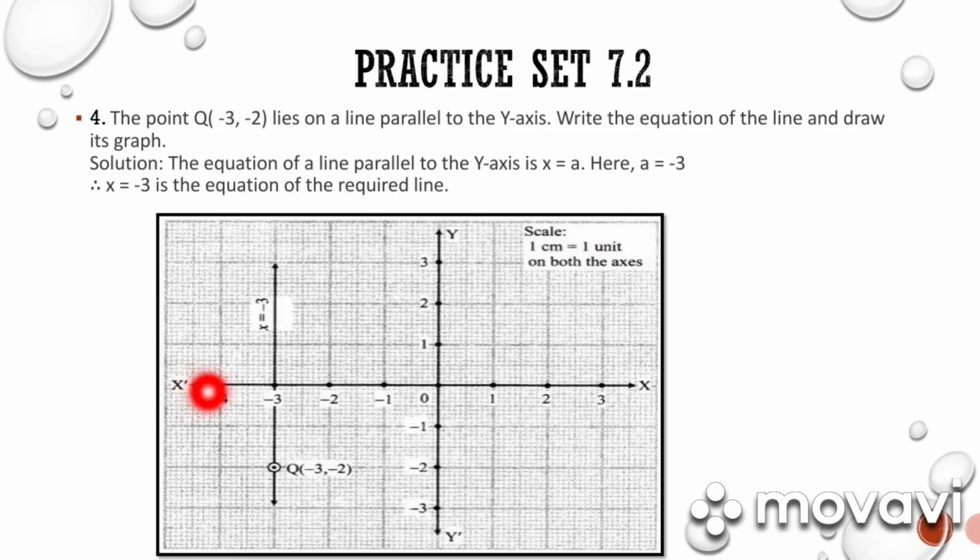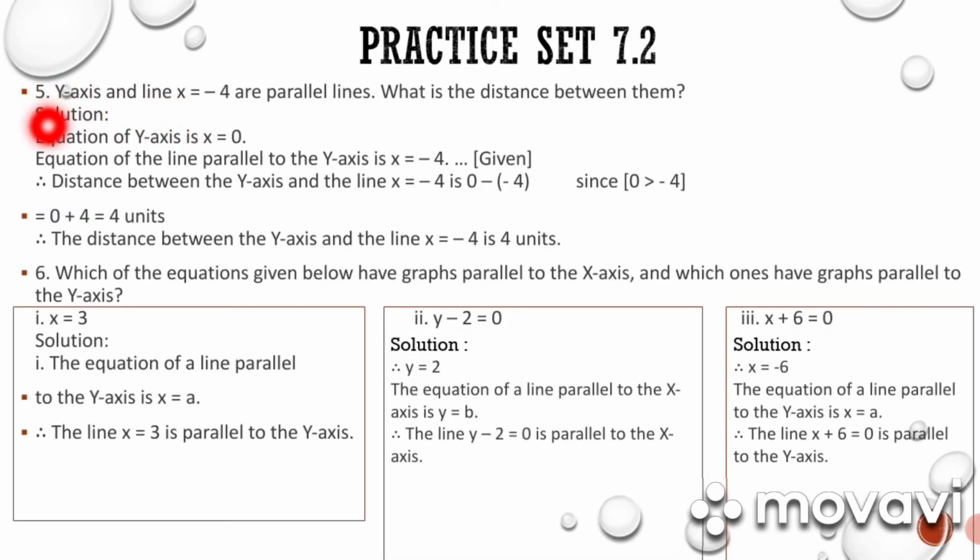We will first draw the coordinate axes, that is the x-axis and the y-axis, taking a suitable scale of 1 centimeter equal to 1 unit on both the axes. We will now plot the point Q, whose x coordinate is -3 and y coordinate is -2. The line passes through the point x = -3. Therefore, the equation of the line is x = -3. Let us solve question 5.